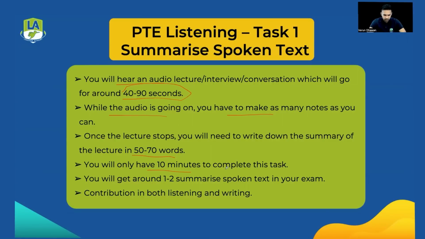You have 10 minutes per Summarize Spoken Text, and there is no rollover time. It means you are awarded 10 minutes for one question. If you finish in 8 or 9 minutes, you won't get extra time in the next question, so it's always advisable to use the complete 10 minutes. You'll get either 1 or 2 Summarize Spoken Text questions in your test, and this is very important because it gives you points in listening and in writing.